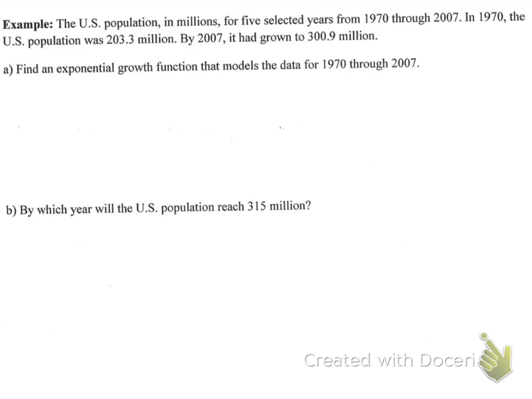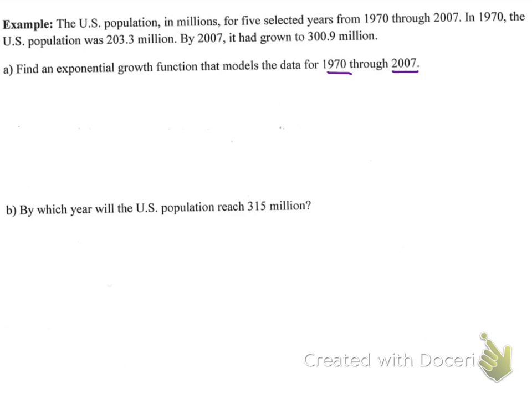So for our first example, it says the U.S. population in millions for 5 selected years from 1970 through 2007. In 1970, the U.S. population was 203.3 million. By 2007, it had grown to 300.9 million. Find an exponential growth function that models the data for 1970 through 2007.